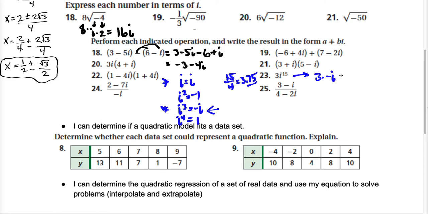I'm so sorry, how did you get 15 over 4 again? It's i to the 15th. I divide by 4 because it's a cycle of 4. So then your answer becomes negative 3i. Basically, you just need to figure out what to change the power into.